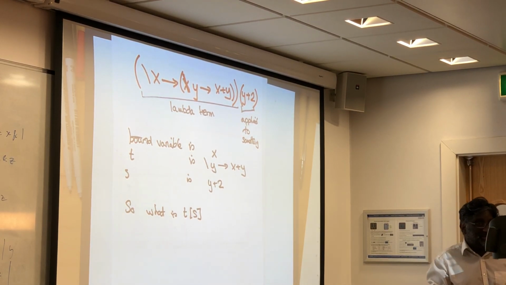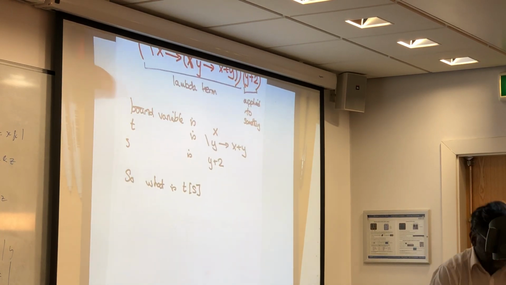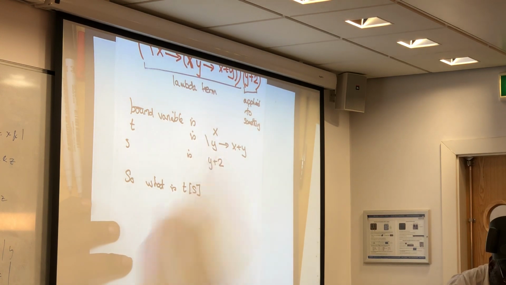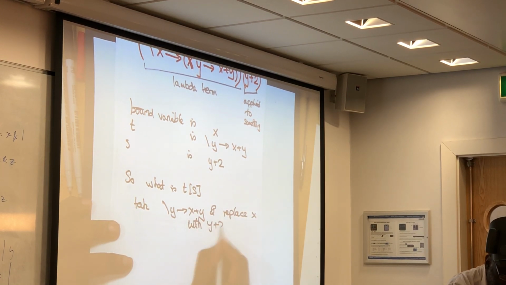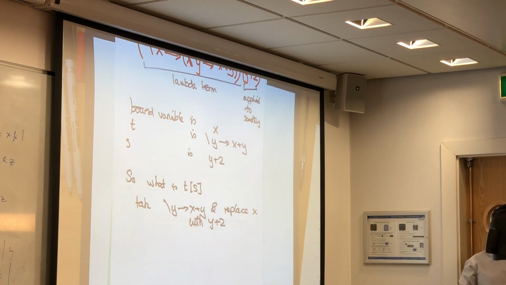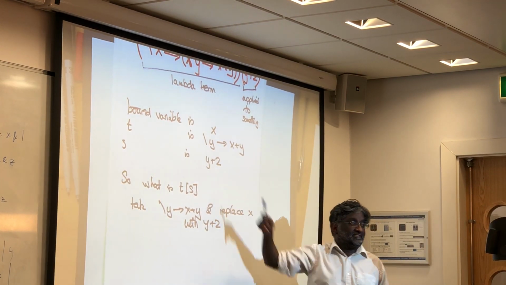You know, there's always a complication in life. Here it is. So, let's see what we did if we did it naively. We do exactly what you just did. We take this term and replace x with y plus 2. That's what I've said, isn't it? I've said, take the T and replace the variable with the S.